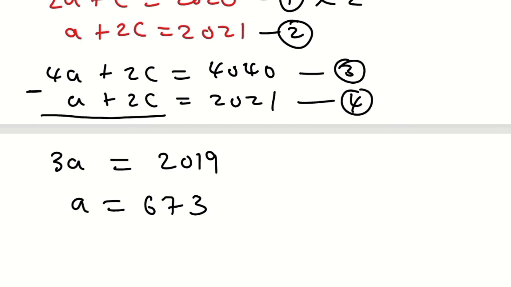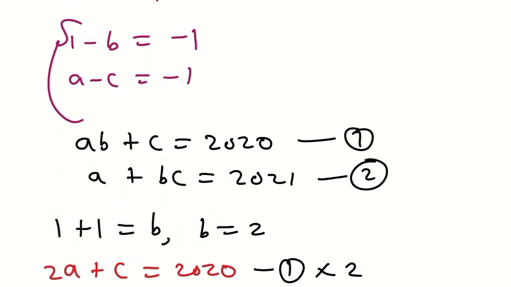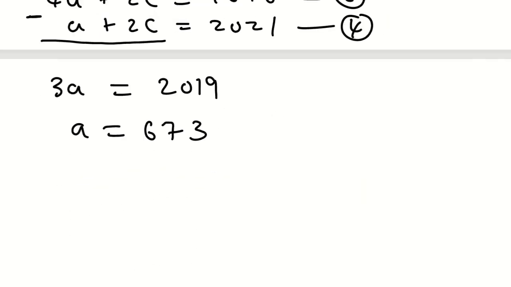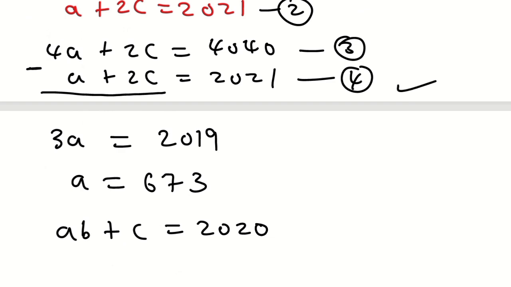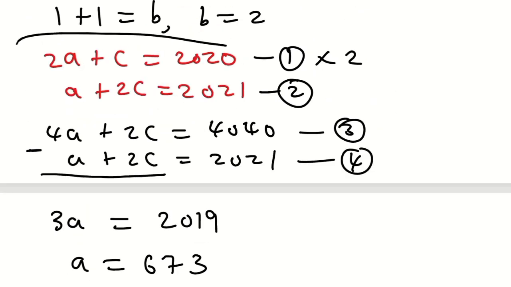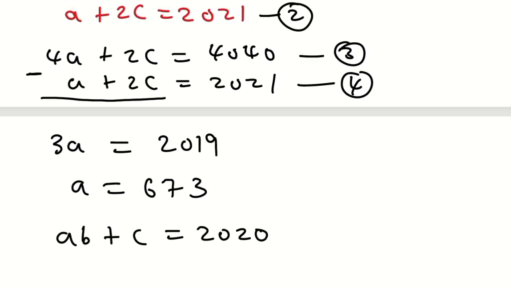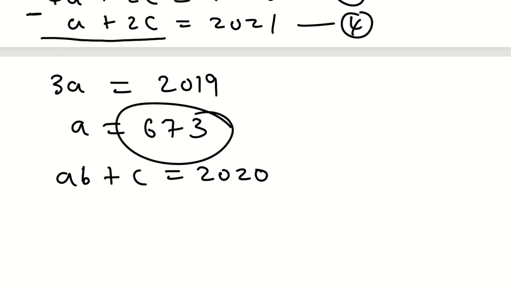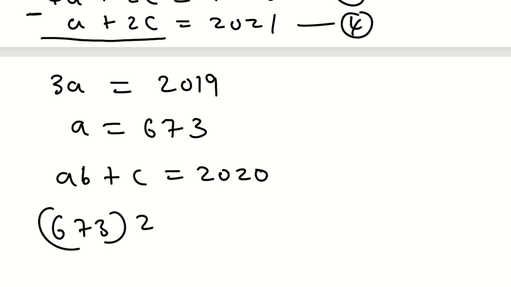We can now get for b and for c. Which are we going to use now? Let's use equation 1, which is ab plus c is equal to 2020. So using that, we have that b is 2. Okay, so we'll plug it in here. And a is 673. So 673 times 2, because b is 2, then plus c is equal to 2020.